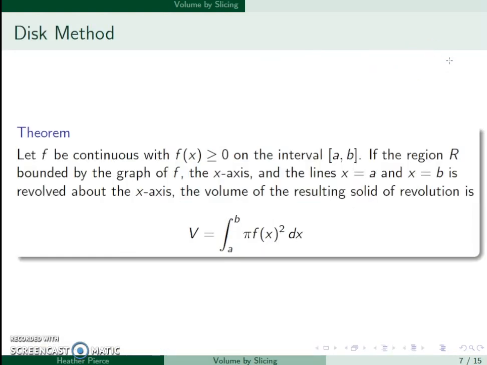Like I was saying, if we have this continuous function that's positive on the interval from a to b, we let R be the region bounded by this graph, the x-axis, and the lines x equal to a and x equal to b, and we revolve it around the x-axis, our volume is given by the integral from a to b of pi f of x squared.